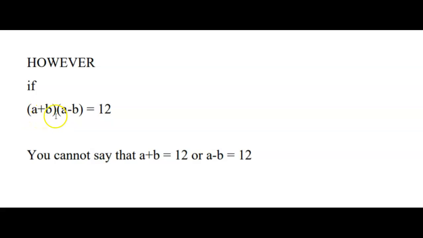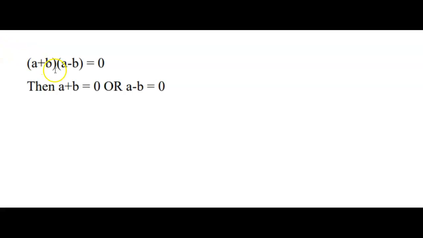So if two things multiplied together equal something other than 0, you can't say that the first thing or the second thing equals that thing. This only works when you have two things multiplied equaling 0. And that's why when we're solving quadratic equations by factoring, we're always going to try to set one side equal to 0, because that's when you can use this factoring to solve quadratic equations.